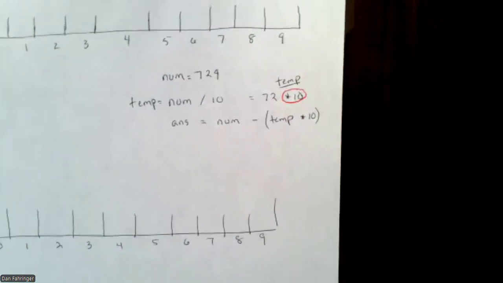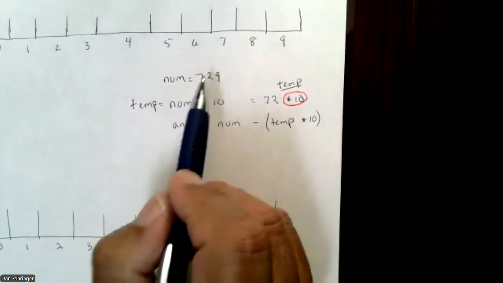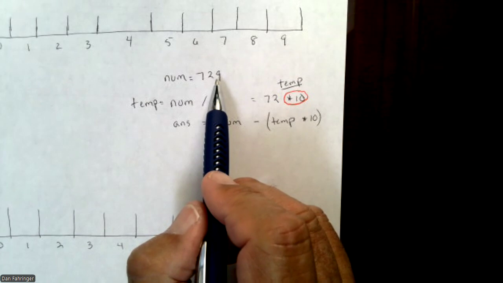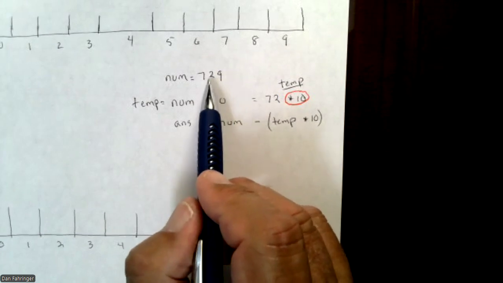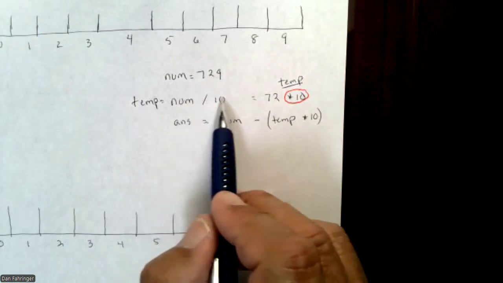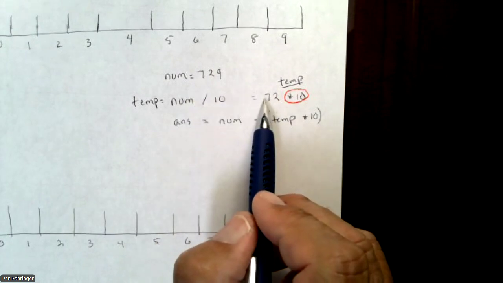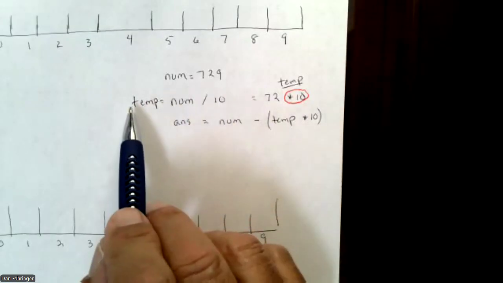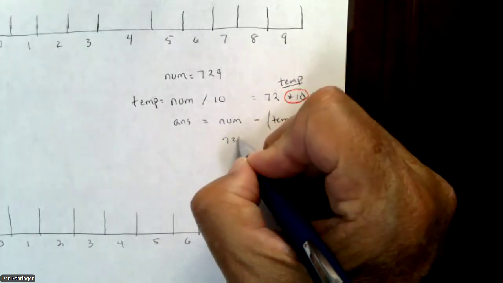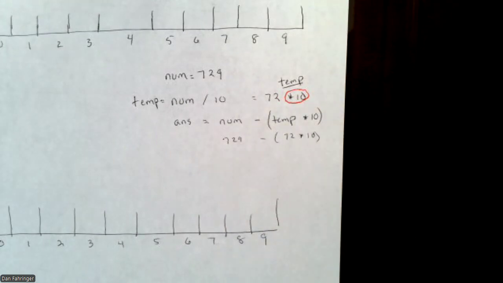All right, well, here's what I have. I have the number 729, and I'd like to get rid of 720 of that because then I'd be left with 9. How do I get 720? Well, if I take the num divided by 10, integer division, that should give me 72. So I'm going to say temp equals that, and then I'm going to take my number, 729 minus 72 times 10, and I think that'll get my answer.